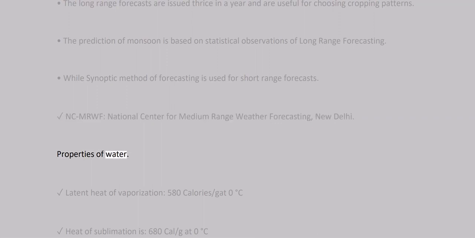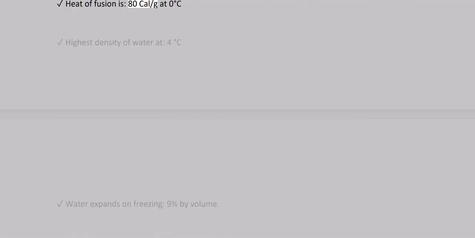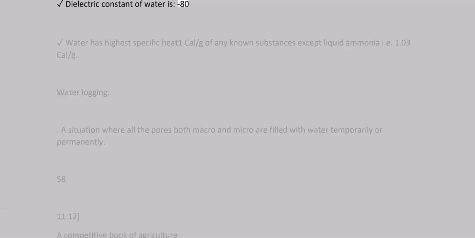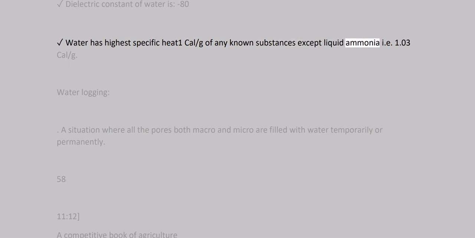Properties of water. Latent heat of vaporization, 580 calories at 0 degrees Celsius. Heat of sublimation is 680 calories per g at 0 degrees Celsius. Heat of fusion is 80 calories per g at 0 degrees Celsius. Highest density of water at 4 degrees Celsius. Water expands on freezing, 9% by volume. Dielectric constant of water is 80. Water has the highest specific heat, 1 cal per g, of any known substance except liquid ammonia, i.e. 1.03 cal per g. Water logging.